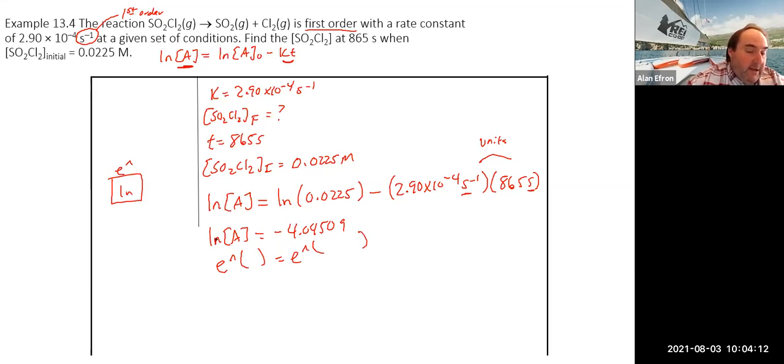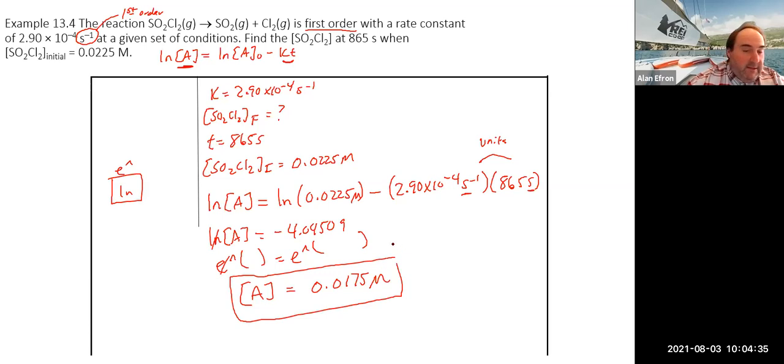When you do this side, the natural log and the e cancel, and it just leaves you the concentration. And if you do the other side there, again making sure you keep that negative, we do end up with 0.0175. The units are going to be molarity from this guy here. And that would be our final concentration.